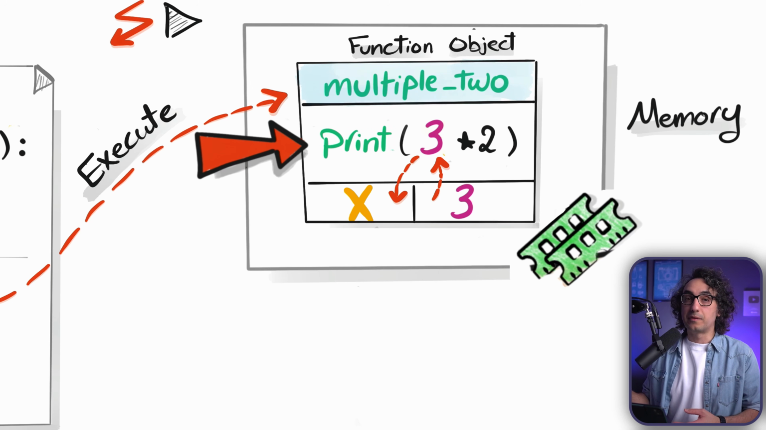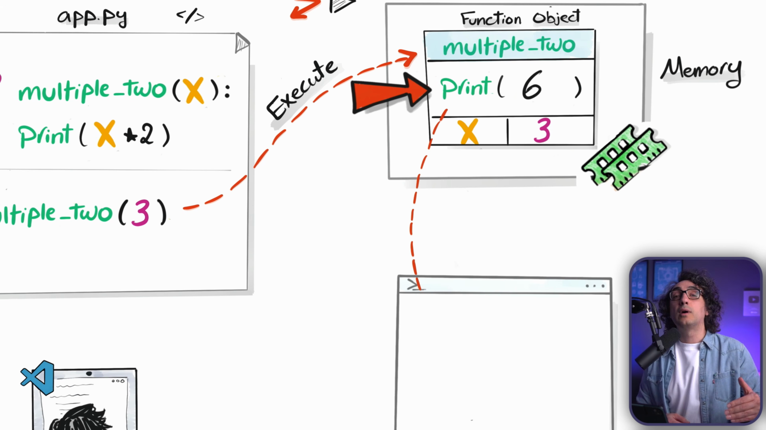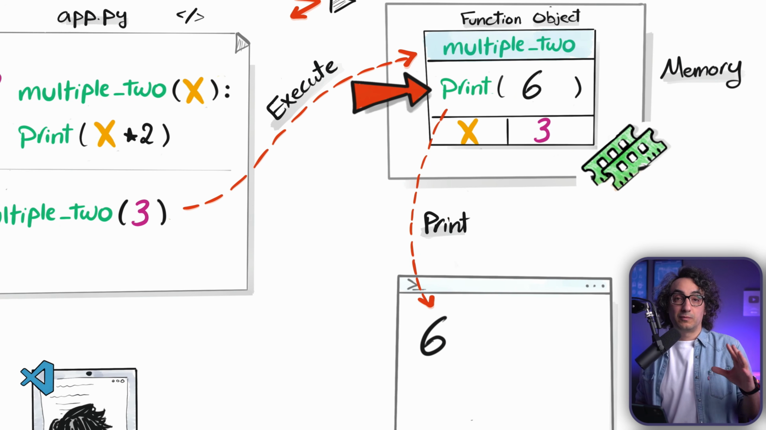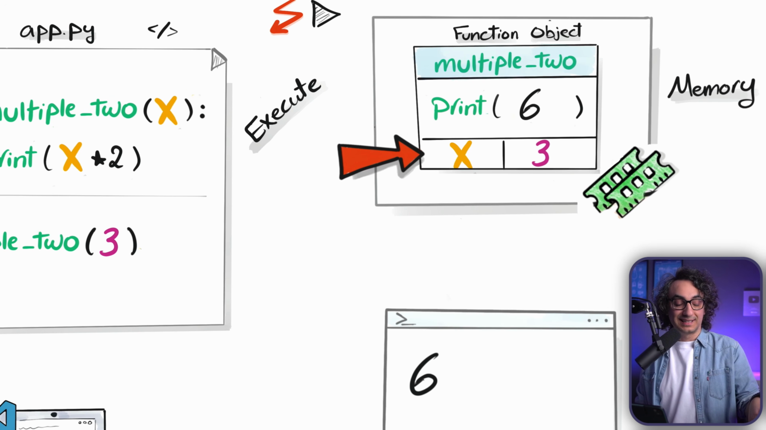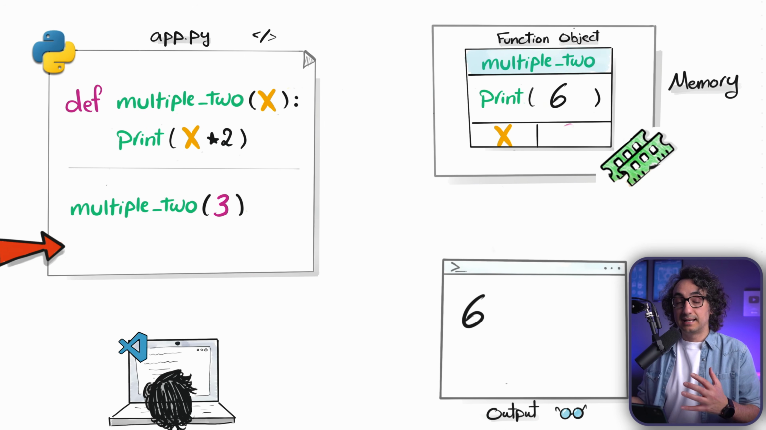Here we have it at 3, and then it's going to multiply it by 2. So we're going to have the value 6, and it's going to print it in the output. Once it's done, it is very important to understand that it's going to destroy the whole local variable with its value. So everything is going to be lost, and again we're going to have an empty parameter as a placeholder.